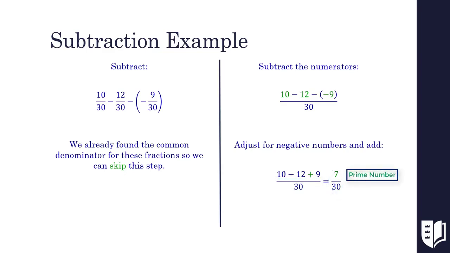Now 7 is a prime number, so we can't reduce it. And we know the factors of 30 are 2, 3, and 5, as we found out earlier. Because there are no shared factors between the denominator and the numerator here, we cannot reduce this fraction to lower terms.